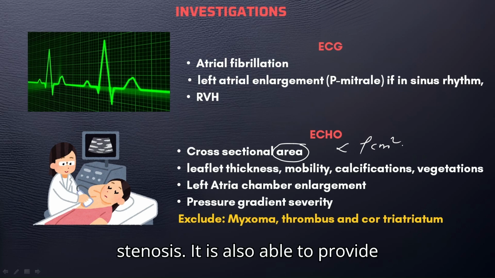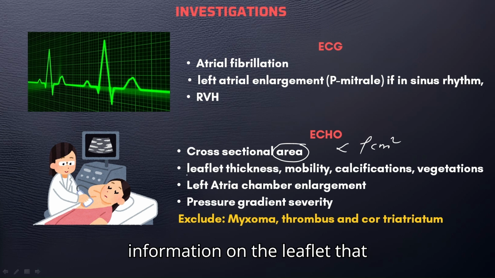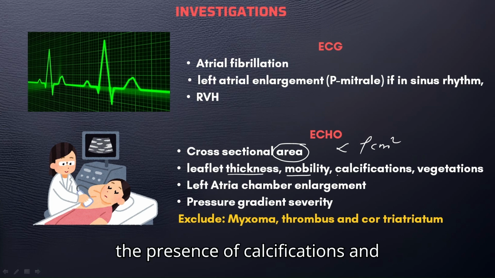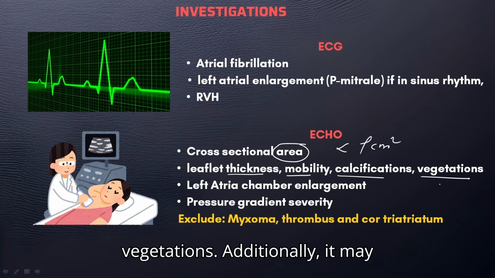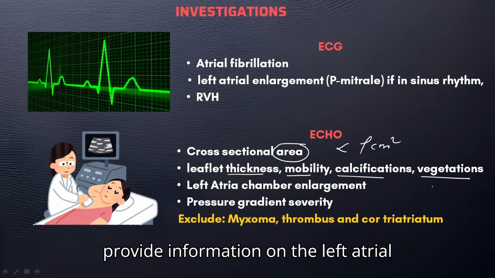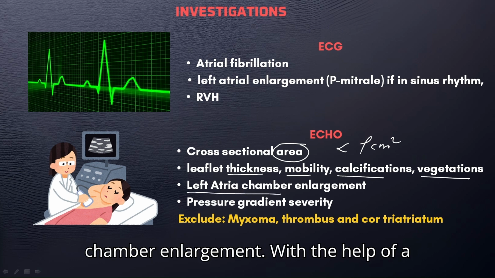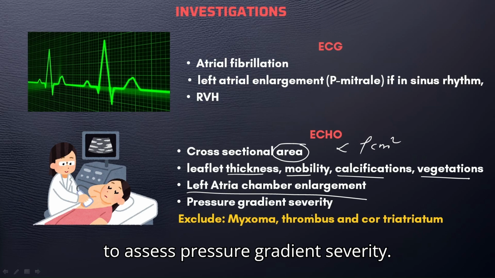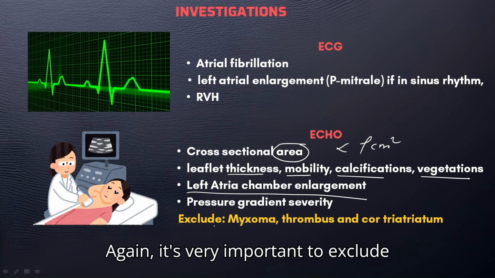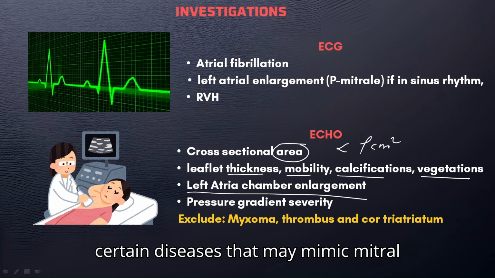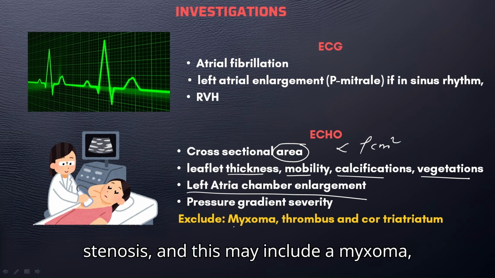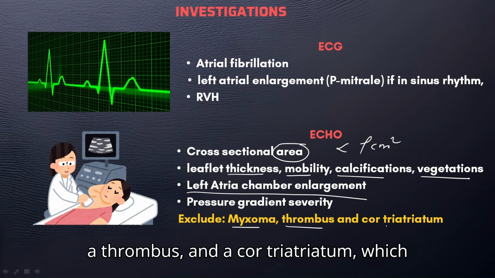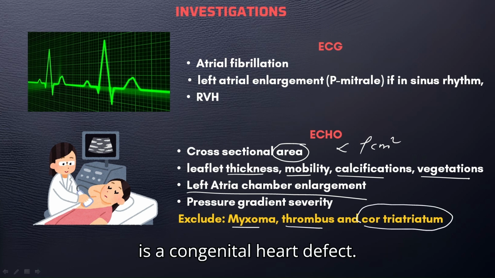It is also able to provide information on the leaflet, that is thickness, its mobility, the presence of calcifications, and vegetations. Additionally, it may provide information on the left atrial chamber enlargement. With the help of a Doppler, the echocardiogram is also able to assess pressure gradient severity. Again, it's very important to exclude certain diseases that may mimic mitral stenosis, and this may include a myxoma, a thrombus, and cor triatriatum, which is a congenital heart defect.